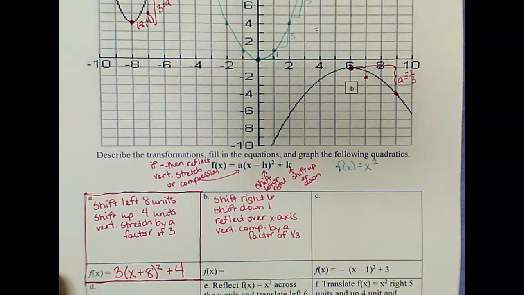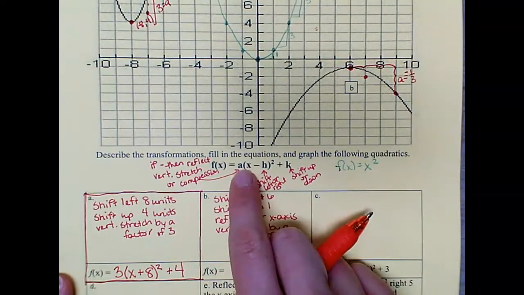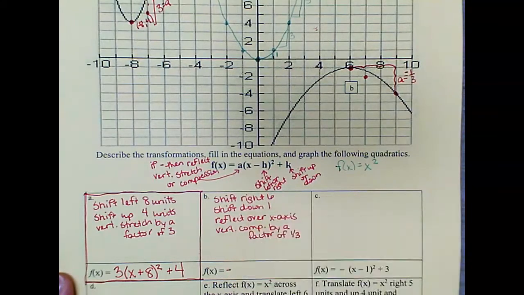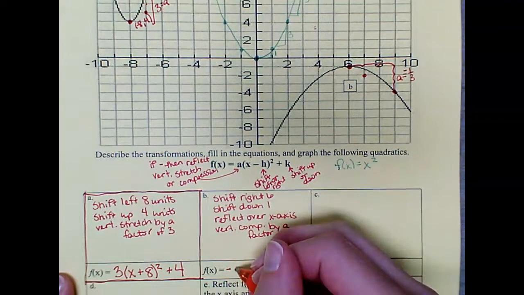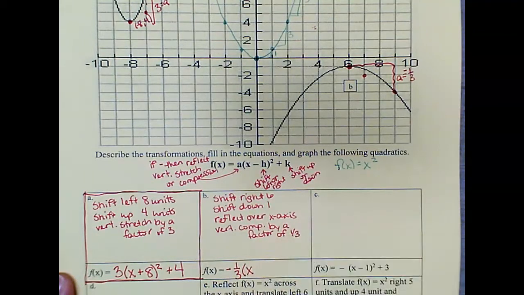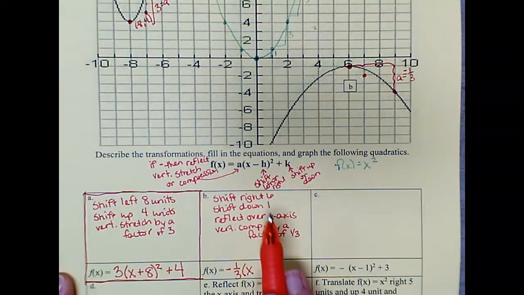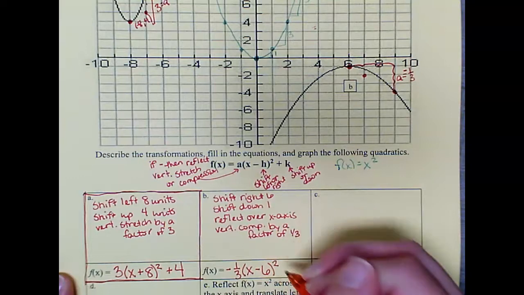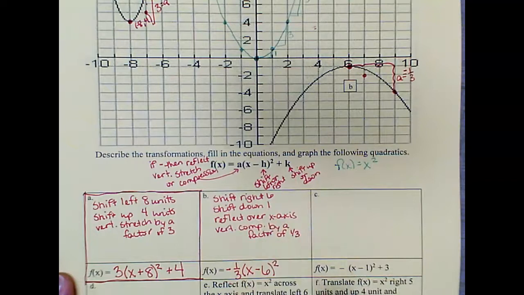So let's try to create that equation. We have f of x equals. Did it reflect? Yes, so a should be negative. Did it stretch or compress? Yes, by a factor of 1/3. Parentheses x. Did it shift left or right? Yes, it shifted right 6. So we don't want to put plus 6, we want to put the opposite, minus 6 squared. And then did it shift up or down? Yes, it shifted down 1, so minus 1.